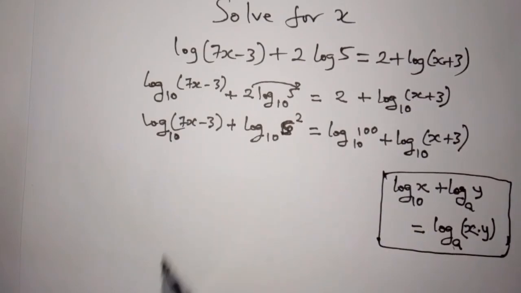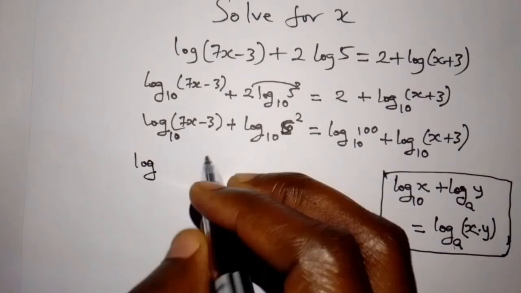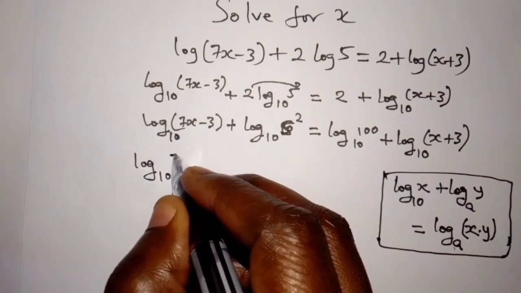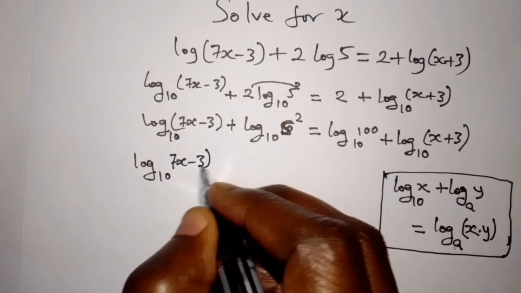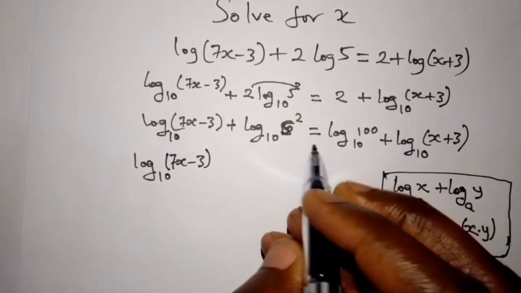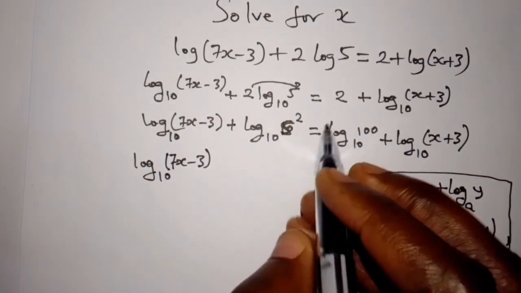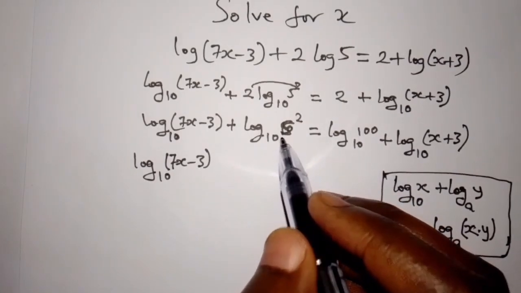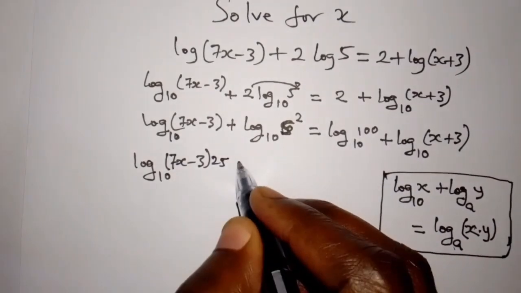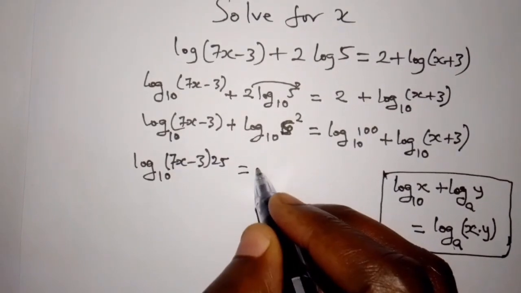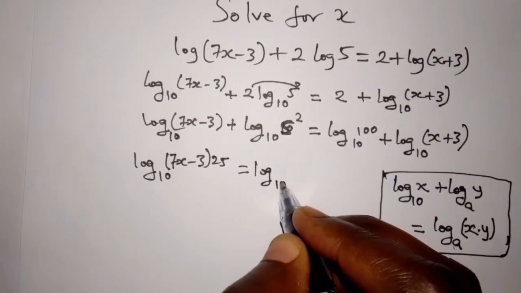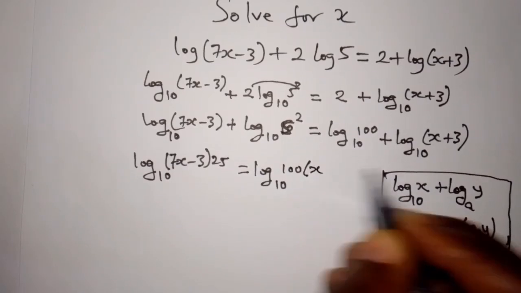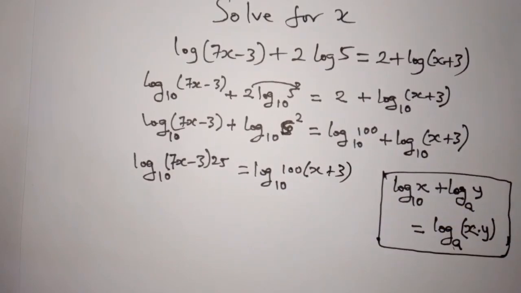So we can say that this is a log base 10 of 7x − 3, we multiply by 5 power 2. 5 power 2 is 5 times 5, that is 25, is equal to log base 10 of 100. Here we multiply by x + 3.